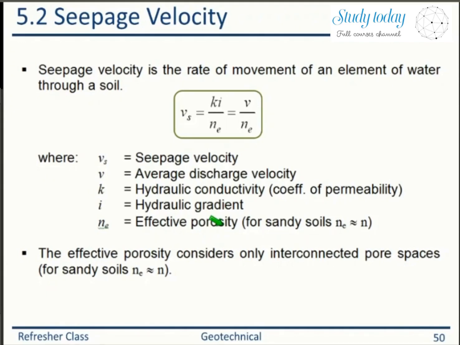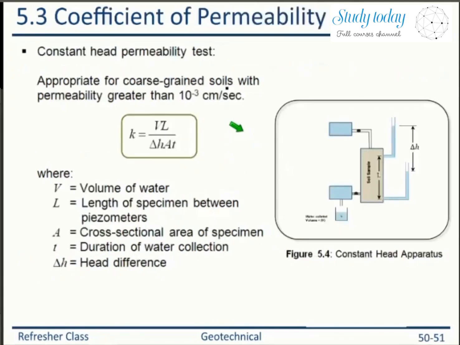If you know the void ratio, you can calculate the porosity. And in the other parameters also, if you look at the table, based upon whatever parameter is defined, you could also calculate the porosity. So basically, seepage velocity is the average velocity divided by the porosity of the soil. So keep this in mind.